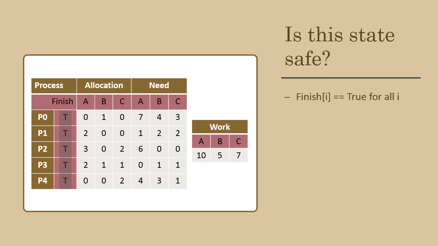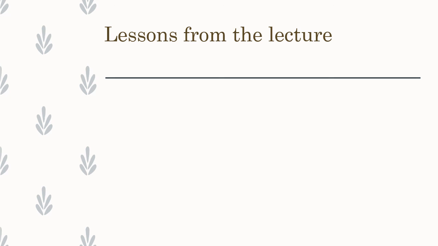Now Finish i is true for all i. So the state is safe. The safe sequence is P1, P3, P4, P0, P2. You can go back and see through my slides that we have used the same sequence.